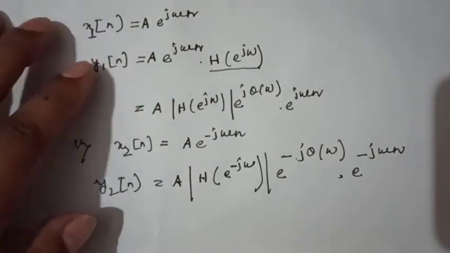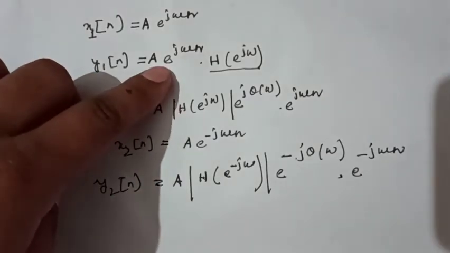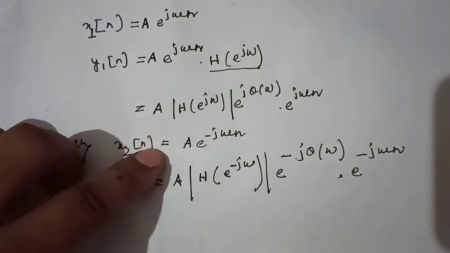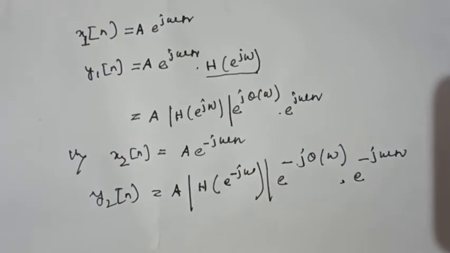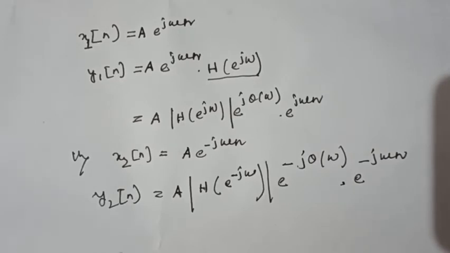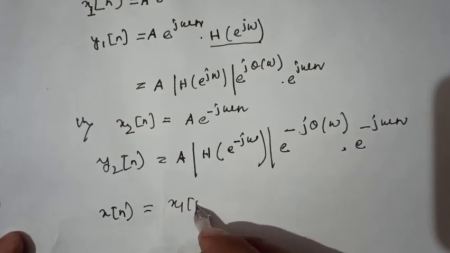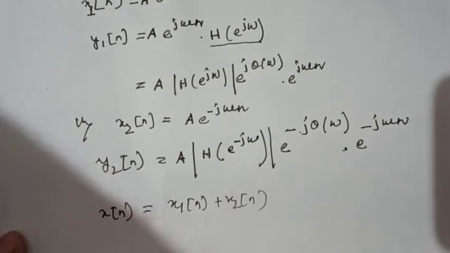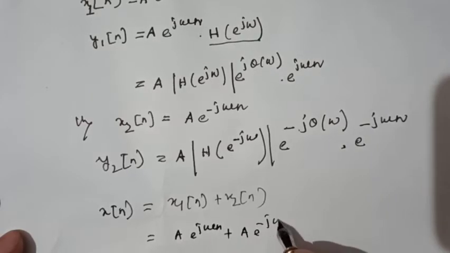Sorry, this is not DTFT, this is just the output of the systems. Okay, y1 is the output, already discussed, and y2 is also the output for the input x2. Here y1 is the output for the input x1. Now as we know, if I add up x1 of n plus x2 of n, then what will we get? It will be a to the power j omega n plus a to the power minus j omega n.